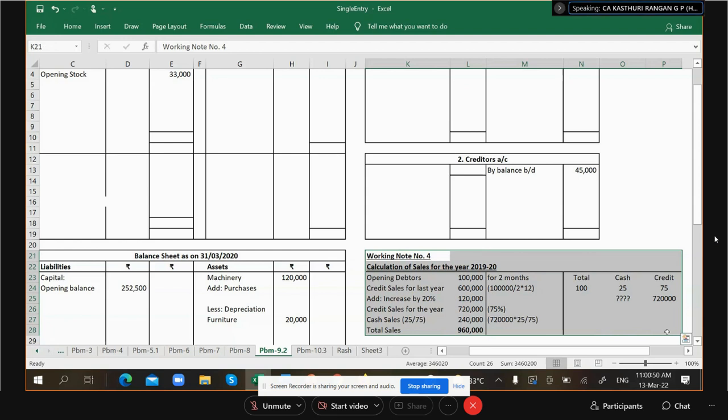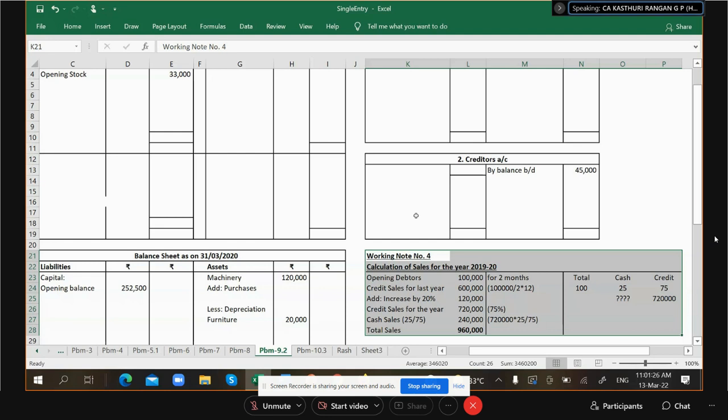Are you clear? Yes, sir. This is simple mathematics only. You understand? This has nothing to do with accounting. You have to read the information carefully and apply your mathematical knowledge. So to become a chartered accountant, mathematical knowledge is also important. Understand carefully. It's not just debit credit. Your knowledge in mathematics is also important to do problems correctly.